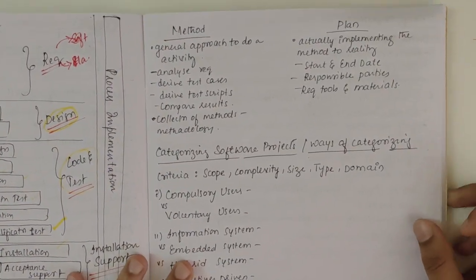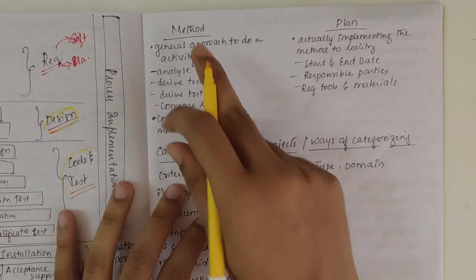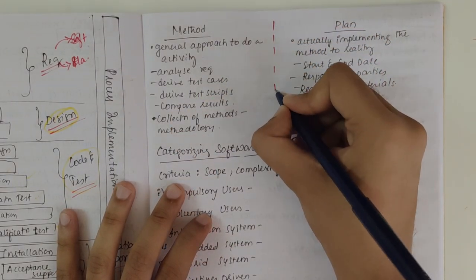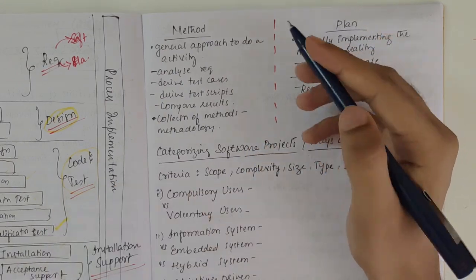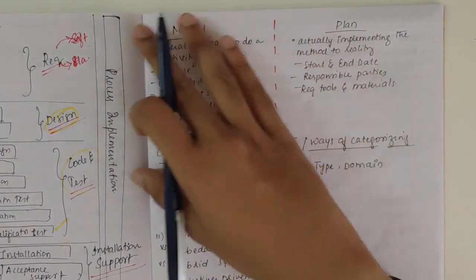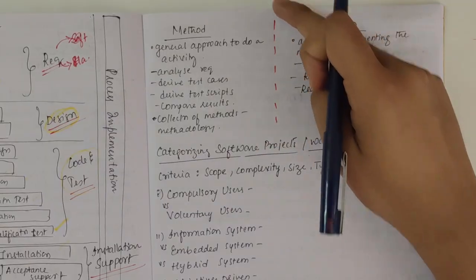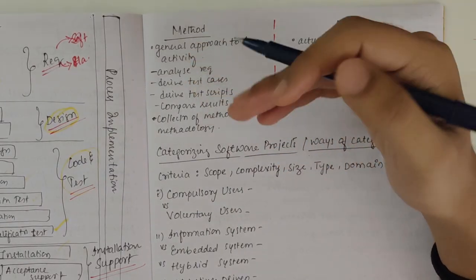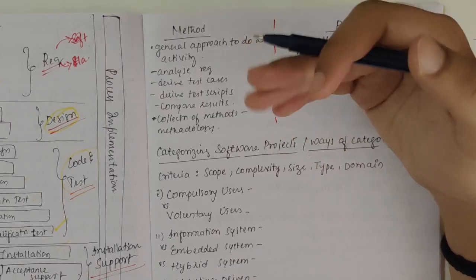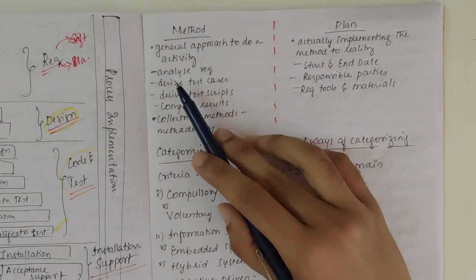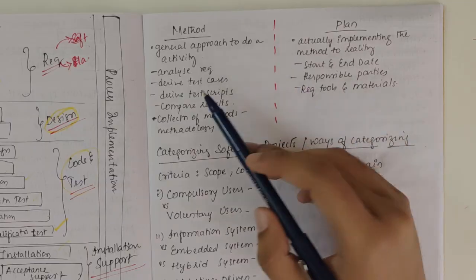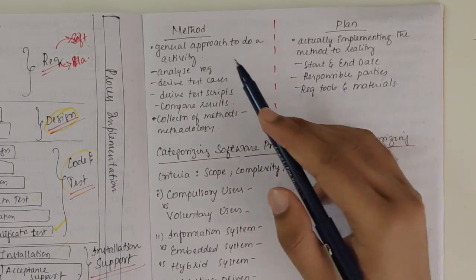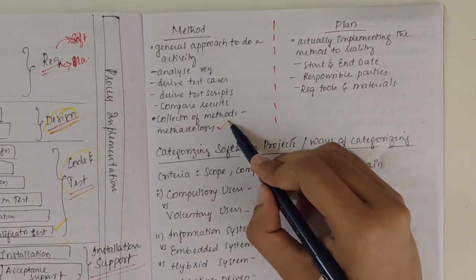Next we look into the difference between a method and a plan. So what is a method? A method is a general approach to do any activity. To write an answer, this is the method: first I wrote with a black pen, then I drew the partitioning with a red pen, and I wrote all the points below each other. In testing, we analyze the requirements, derive the test cases, derive the test scripts, then compare the results. So a collection of methods comes under methodology.